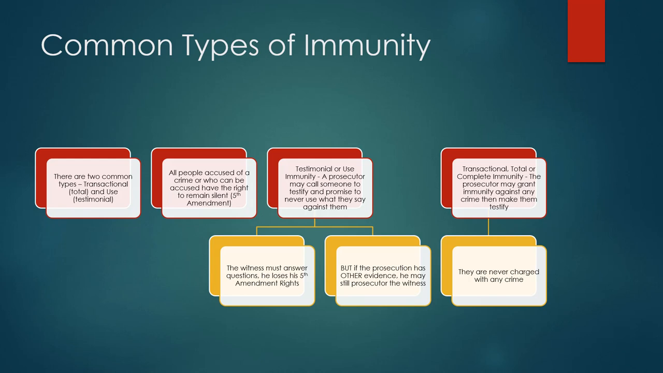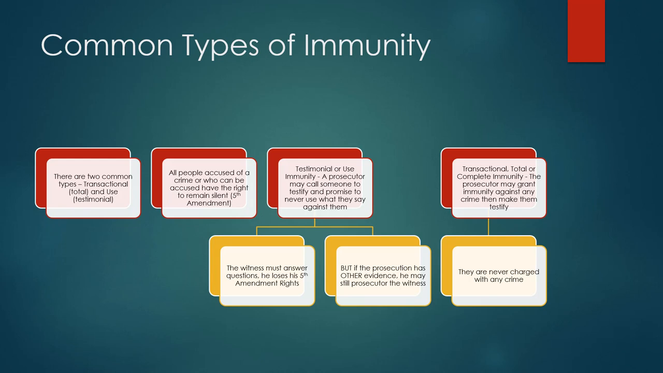Now, sometimes this is total and sometimes it's just testimonial. But if the prosecutor says that we will not use what you say against you, then you lose your Fifth Amendment rights. Now, the interesting thing with testimonial or use immunity, because it isn't total, is, you know, a guy says, look, if I testify, you could use it against me. If the prosecutor says, we will not use anything you say against you, notice they're not saying that they won't prosecute you with other evidence they have.